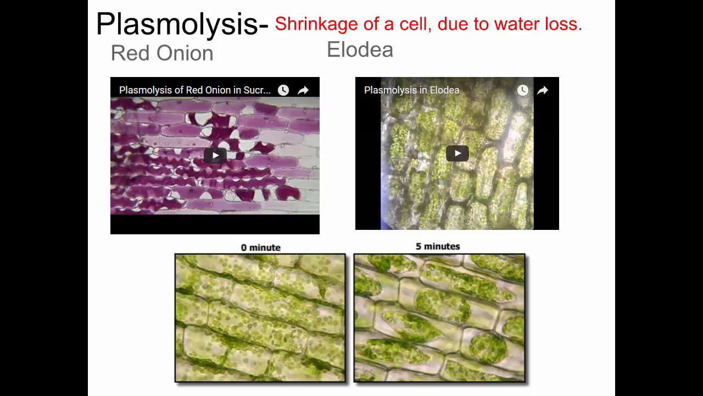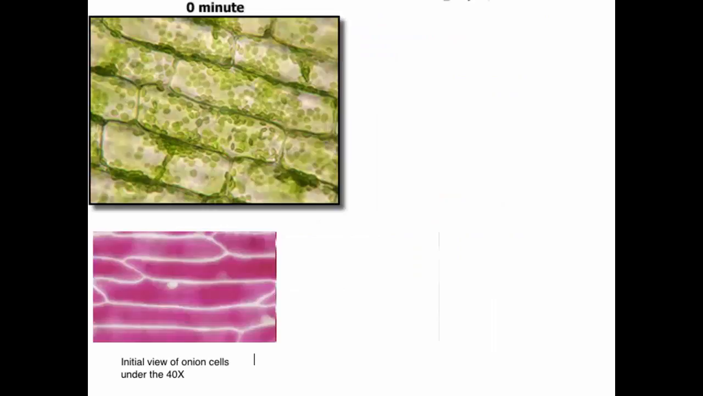I'll show you an example. So we've seen these cells before. What was this from? Yeah, Elodea. So we have our cells here. What's inside of these Elodea cells? Sophia? Chloroplasts. All these round circles are chloroplasts.